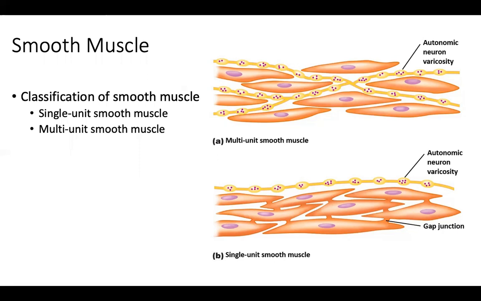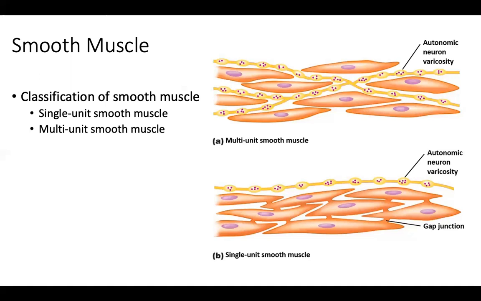Into the classification of smooth muscle. So smooth muscle is classified into single unit smooth muscle and multi-unit smooth muscle. And the main difference is how the muscle behaves. So multi-unit smooth muscle, each one of the cells acts independently. They are autonomous, they have their own function, they regulate their own function, and they're not acting as a unit. They're acting as independent cells that can be contracting or relaxing independently.